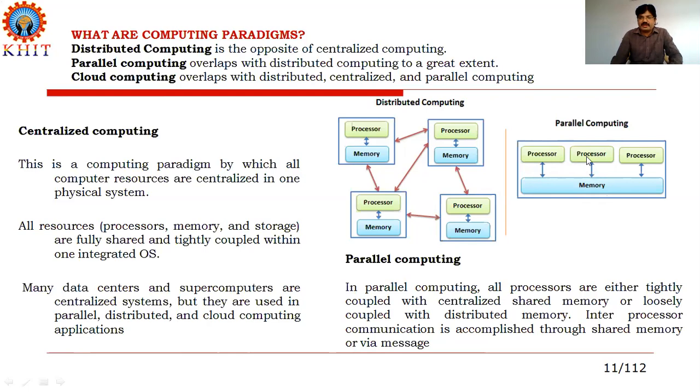Many processors, processor 1, processor 2, processor 3, these three are working in parallel with a single memory. That is called parallel computing. In distributed computing, each computer has its own processor and its own memory. These well-defined computers are well connected to each other.